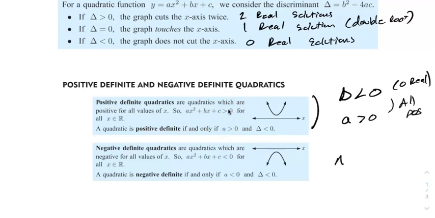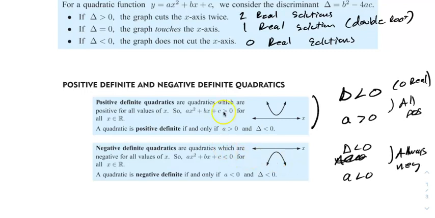If a is less than 0, your leading coefficient tells you how the graph opens up or down. If it's positive, my graph opens up. If it's negative, my graph opens down. So as long as the discriminant is less than 0 and my a is less than 0, it's always negative.